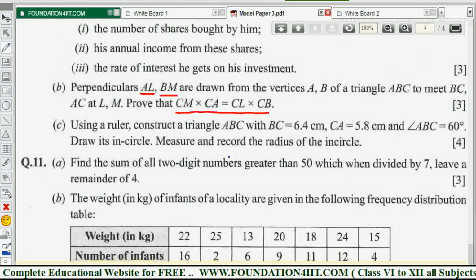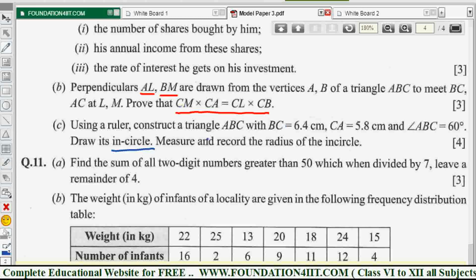Using a ruler, construct triangle ABC with BC 6.4, CA 5.8, angle ABC 60 degrees, and draw the incircle and measure and record the radius of the incircle. From the same channel, you can find the constructional videos. Just type incircle and you can get these problems. You can solve that, so I'm not going to tell you here.